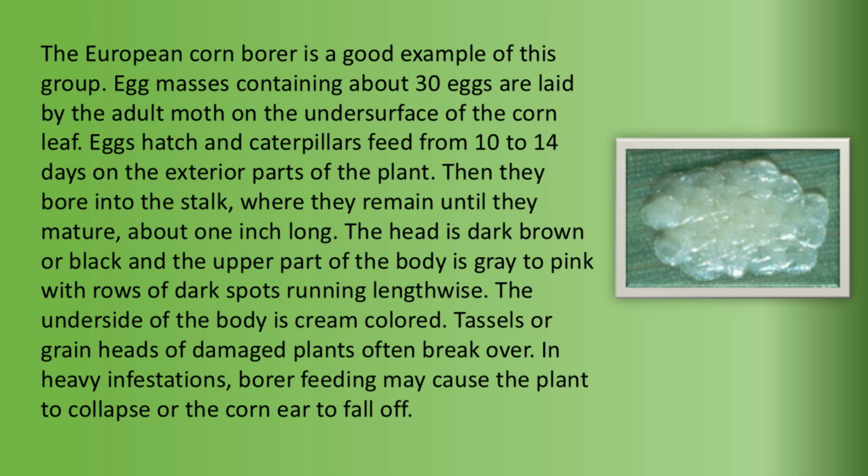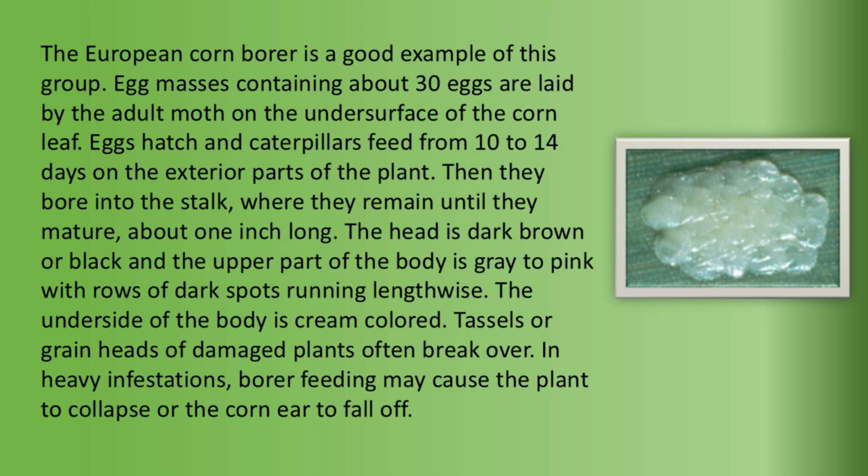Egg masses containing about 30 eggs are laid by the adult moth on the undersurface of the corn leaf. Eggs hatch and caterpillars feed from 10 to 14 days on the exterior parts of the plant. Then they bore into the stalk, where they remain until they mature about 1 inch long. The head is dark brown or black, and the upper part of the body is gray to pink with rows of dark spots running lengthwise. The underside of the body is cream-colored.